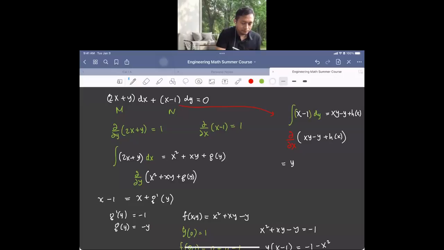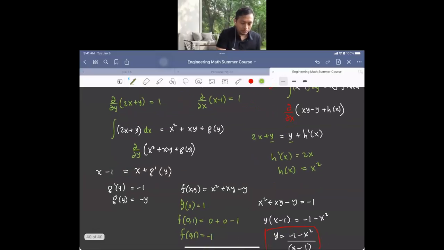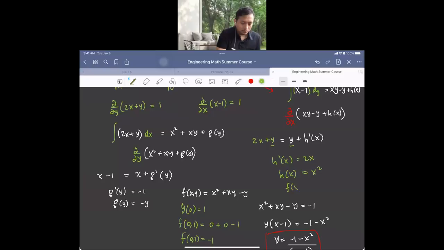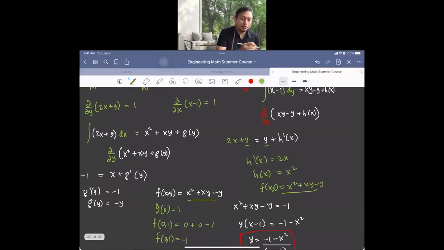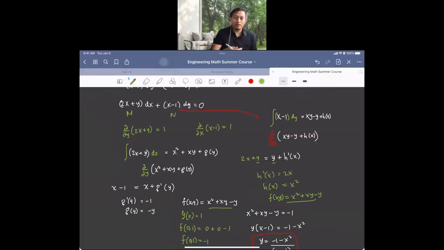Okay? So partial x is y plus h prime x, and this is equal to 2x plus y. So y is the same, so h prime x is 2x. So h of x is x squared. So it's supposed to be x squared, so f of x is x squared plus xy minus y, right? Same, right? So I think it's also okay. So using m, you can get the answer, and using n you can also get the answer.